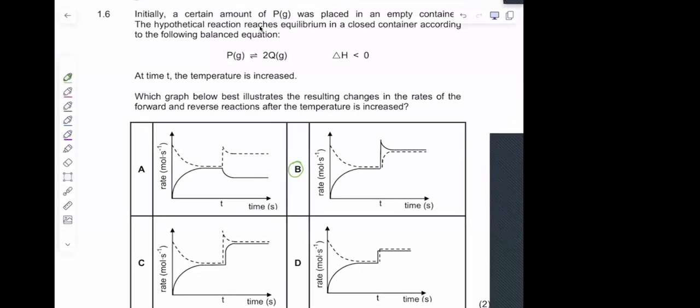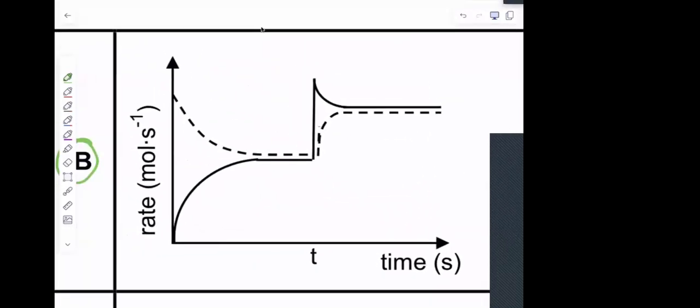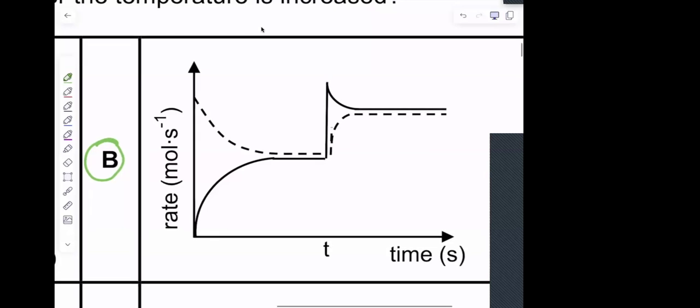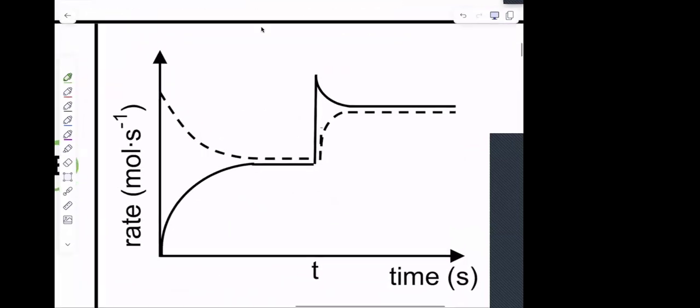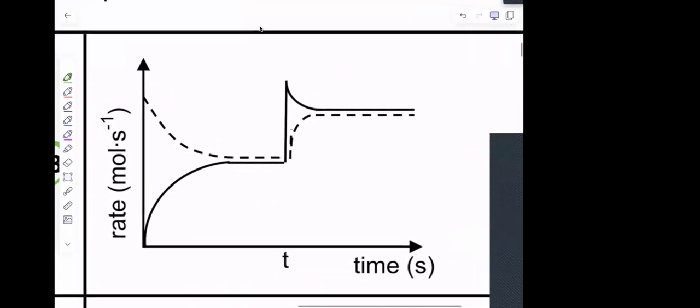So now let's think about what happens here. When we look at these graphs, I'm going to just zoom into one graph as it is there. The first thing we need to identify is we were told that a certain amount of P was placed in an empty container. So we know that if we start with P in the container, the reaction that must start first is our forward reaction. Because at the beginning, at T equals 0, we have all reactants and no products. So our forward reaction is the only one that can take place. And as we produce products, we can start having the reverse reaction take place over time, and it'll increase its rate of reaction until we reach our first equilibrium.